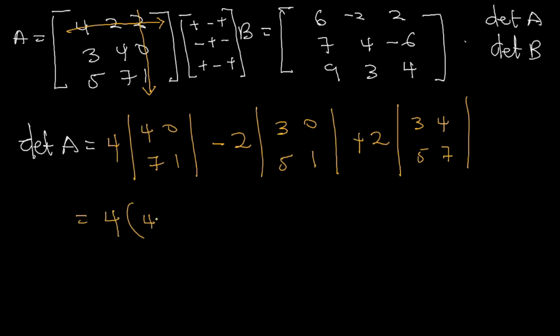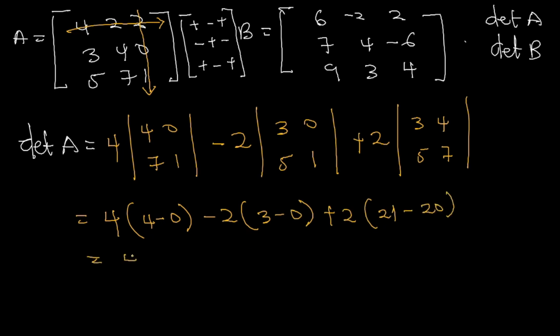Okay, so from here, determinant of A is 4, then into bracket 4 multiplied by 1, that is the leading diagonal, is 4, then minus 7 multiplied by 0, that is 0. Then we have here minus 2 into bracket 3 multiplied by 1, that is 3, then minus 5 multiplied by 0 is 0, then plus 2 into bracket 3 multiplied by 7, that is going to give me 21, minus 5 multiplied by 4, that is going to give me 20.